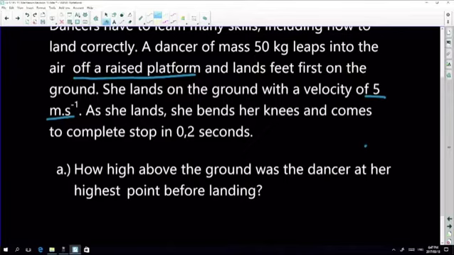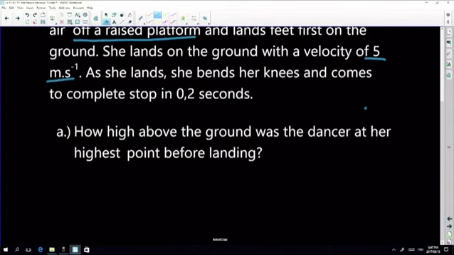It's not changing the essence of the question, but when we look at questions like this, as science teachers, we get a little like, it's got to make sense. It's got to be semi-realistic for me. Otherwise, I think you guys get the weirdest idea of what's happening, okay? So now, they say, how high above the ground was the dancer at the highest point before landing? Okay, so let's just see what happens here.